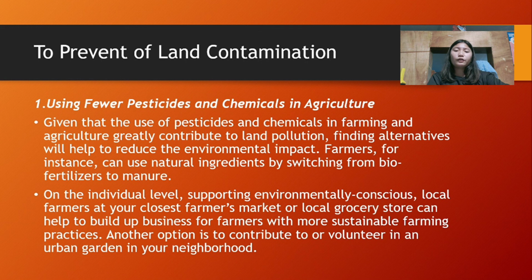And to prevent land contamination, we should use fewer pesticides and chemicals in agriculture. Given that the use of pesticides and chemicals in farming and agriculture greatly contributes to land pollution, finding alternatives will help to reduce the environmental impact.